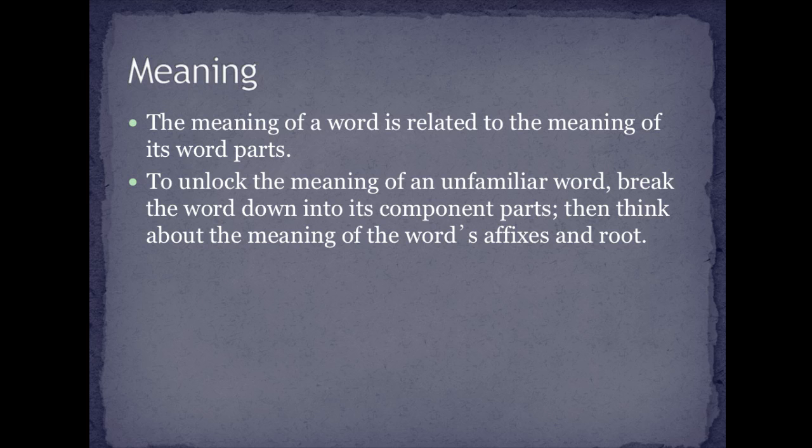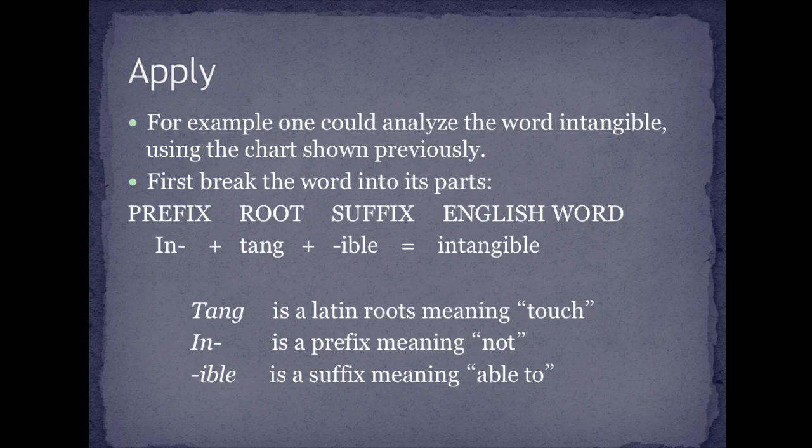You can break it down into its component parts and think about the meaning of the affixes and the root. For example, if we looked at the word intangible, we could break the word into its parts. So the prefix, the root, and the suffix. And we have in, tang, and able. The prefix, the root, and suffix that equal our English word intangible. So we know that tang is a Latin root that means touch. In is a prefix meaning not, and able is a suffix meaning able to.